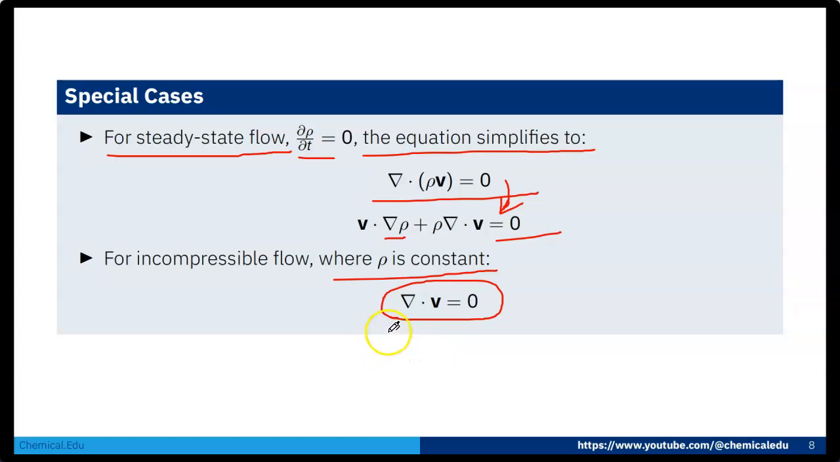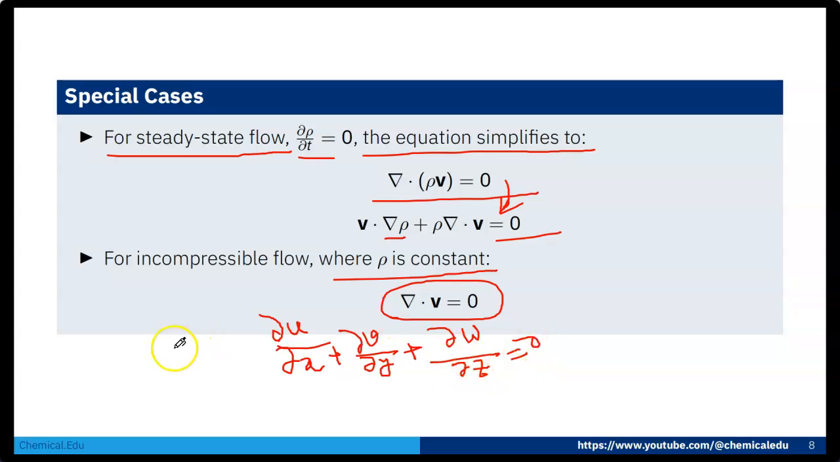That is nothing but partial derivative of u with respect to x plus partial derivative of v with respect to y plus partial derivative of w with respect to z is equal to 0. That is the 3D steady state incompressible flow. So this is the equation.